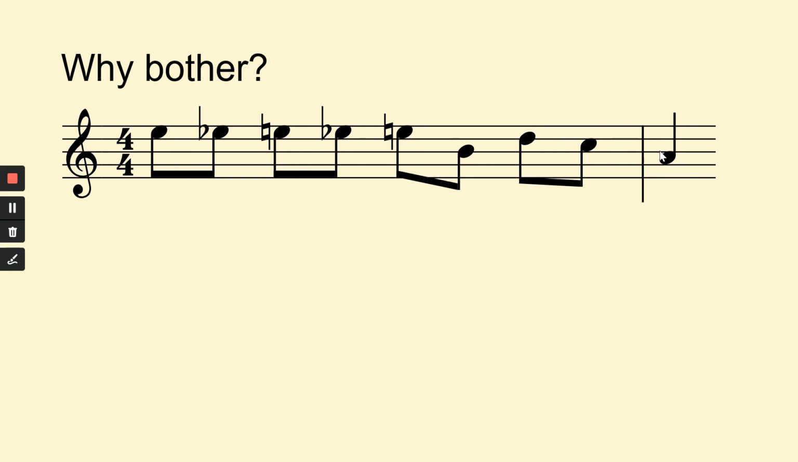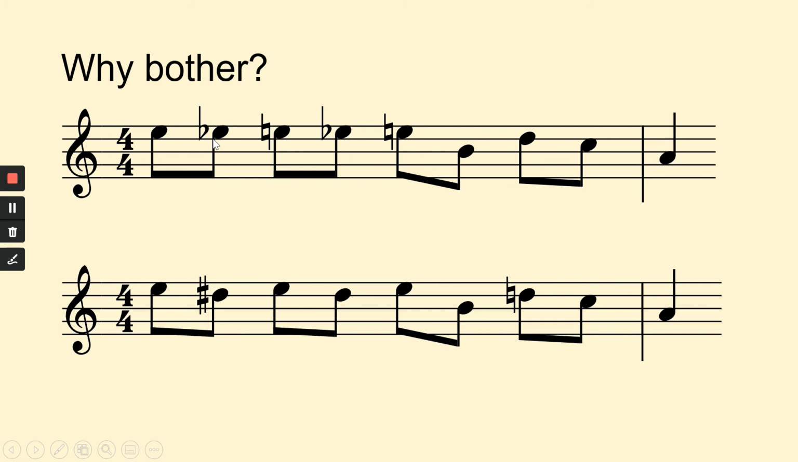Now let's listen to the same music, but using enharmonics, so having sharps instead of flats. Because they're enharmonics, they sound exactly the same, but this music down here should have been a little bit easier to follow.